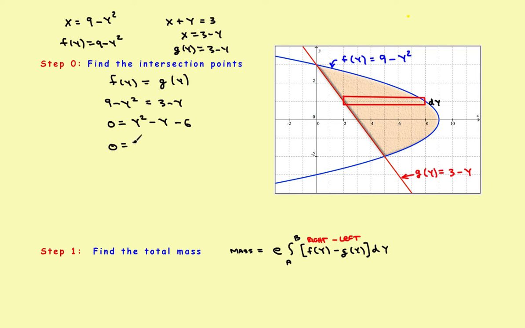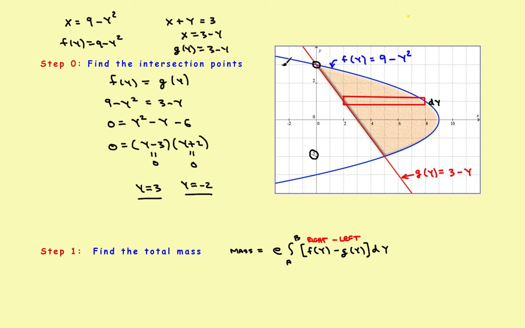If you factor this, it will factor into y minus 3 and y plus 2. So you've got it factored. Now set each factor equal to 0. If you solve this one, you would get y is equal to 3, and there's one intersection point. If you solve this one, you'd get y is equal to negative 2, and there's another intersection point. So here is the negative 2, and here is the positive 3. Those are going to be your two intersection points.